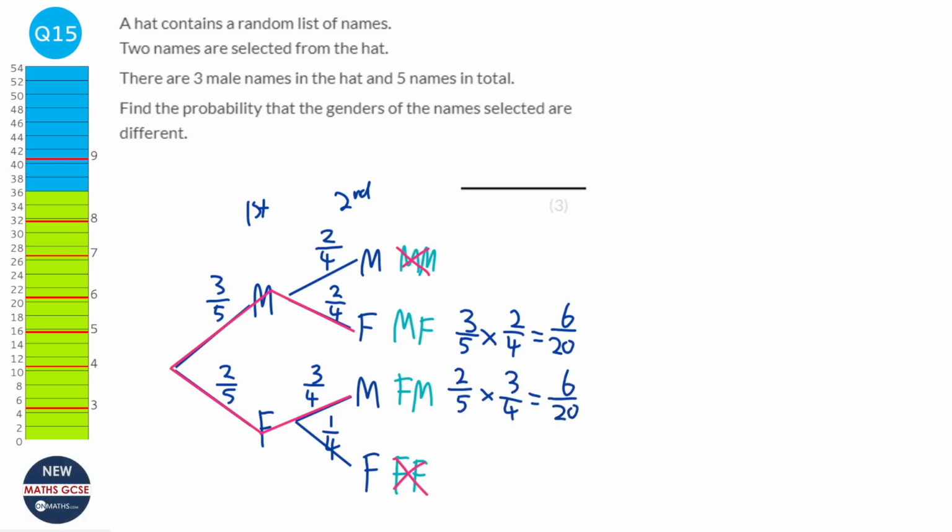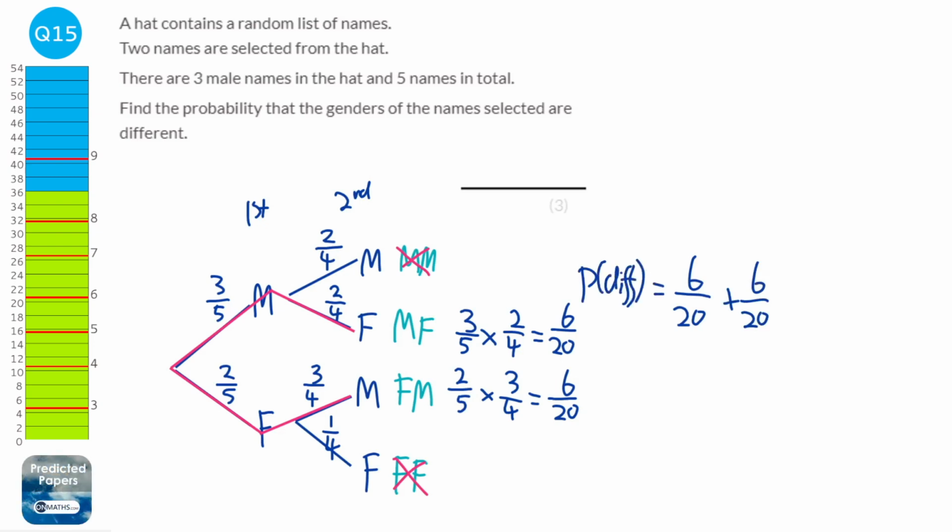Now we're looking to see whether it was male and female or female and male. And the word or in probability means add. So it'd be 6/20 plus 6/20. And this is the probability of different, which will be 12/20. Now 12/20 will cancel to 3/5.